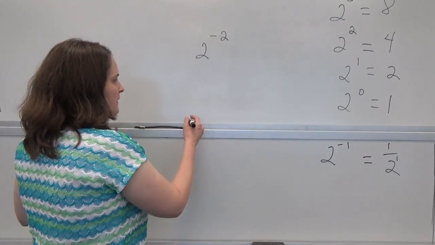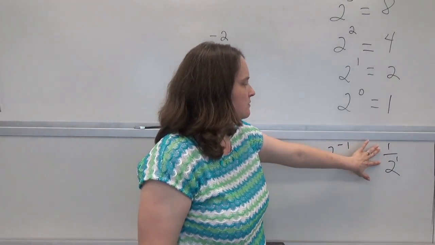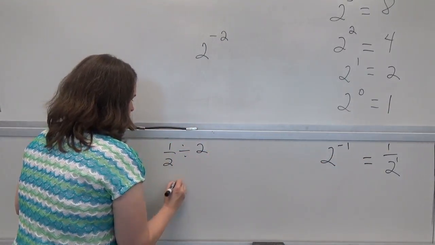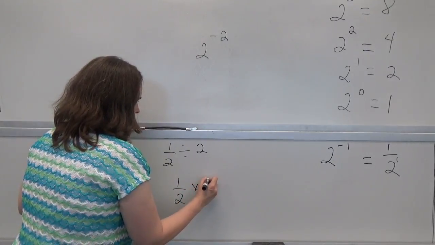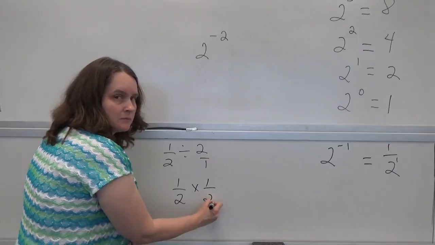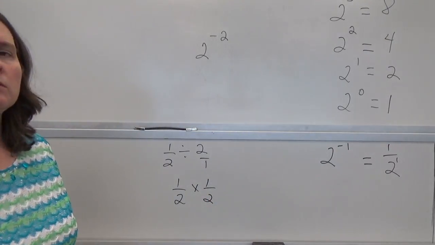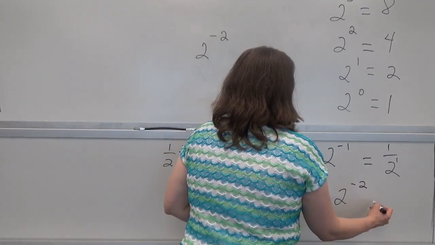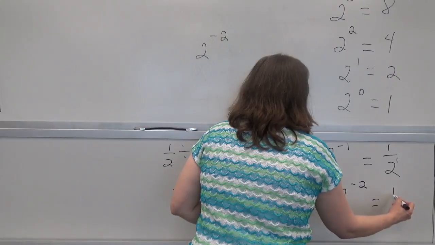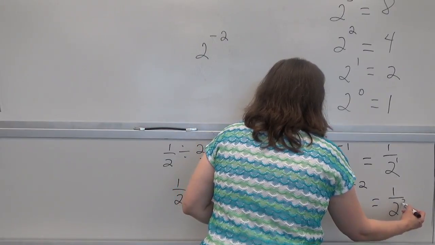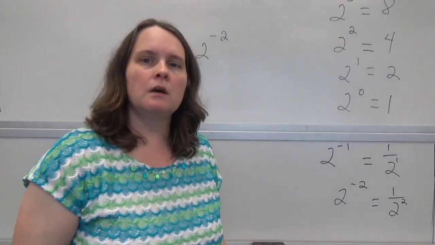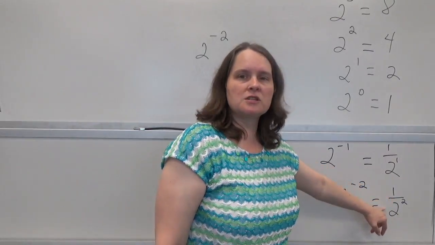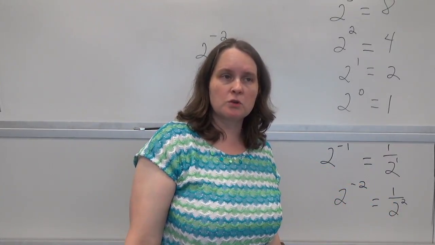So if I did 1/2 divided by 2, 1/2 divided by 2 means 1/2 times, flip that, and you're doing 1/2 times 1/2. So it's going to become 1/4. So you can say 2 to the negative second equals 1/4, which is also 1 over 2 to the positive second power. Now, I wouldn't expect you to write it that way necessarily, but you should understand that 1/4 is the same thing as 1 over 2 squared.